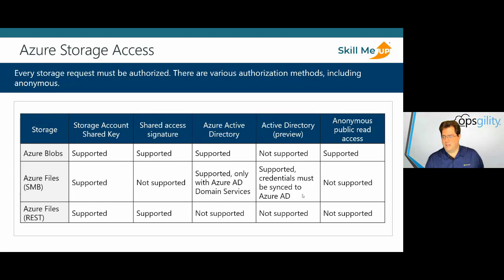It's in preview for Active Directory on premises when it's synced with Azure Active Directory. Again, there's no anonymous with Azure Files, and Azure Files with a REST API does also support shared access signature. It does not with the SMB type capability.